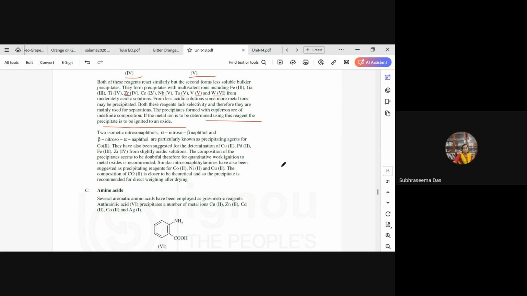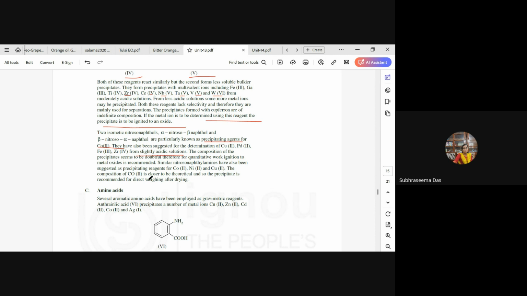Two isomeric nitrosonaphthols, that is alpha-nitroso-beta-naphthol and beta-nitroso-alpha-naphthol, are particularly known as precipitating reagents for cobalt(II). They have been suggested for the determination of Cu2+, palladium 2+, Fe3+, and zirconium 4+ from slightly acidic solutions. The composition of the precipitate seems to be doubtful for other metals. Now, other nitrosonaphthylamines have also been suggested as precipitating reagents for cobalt, nickel, and copper.